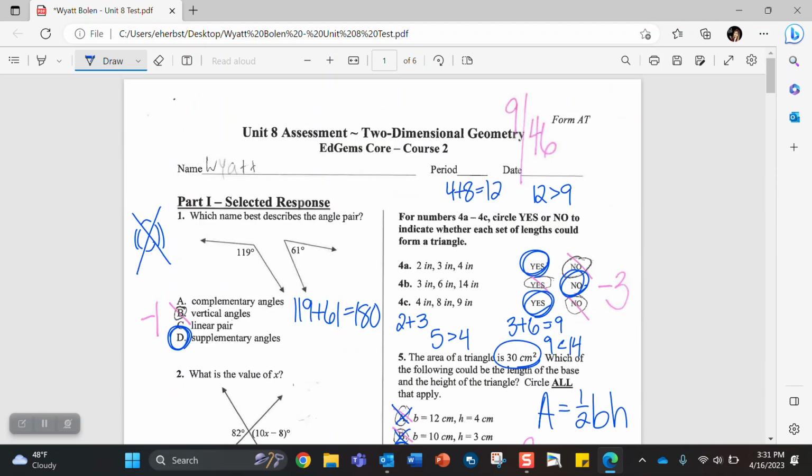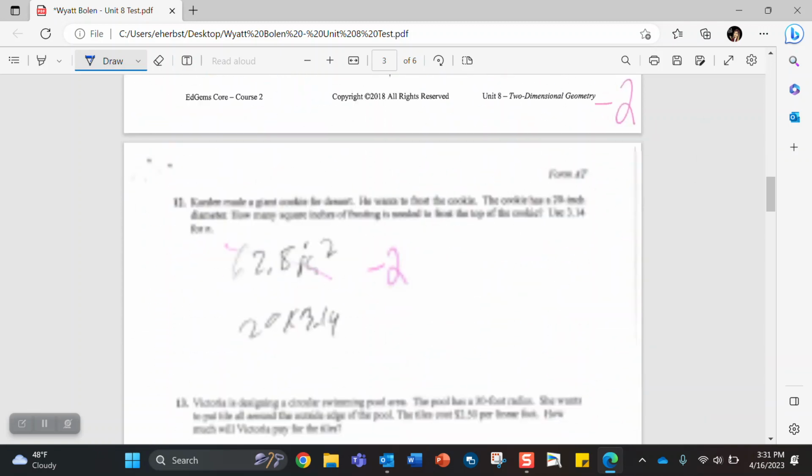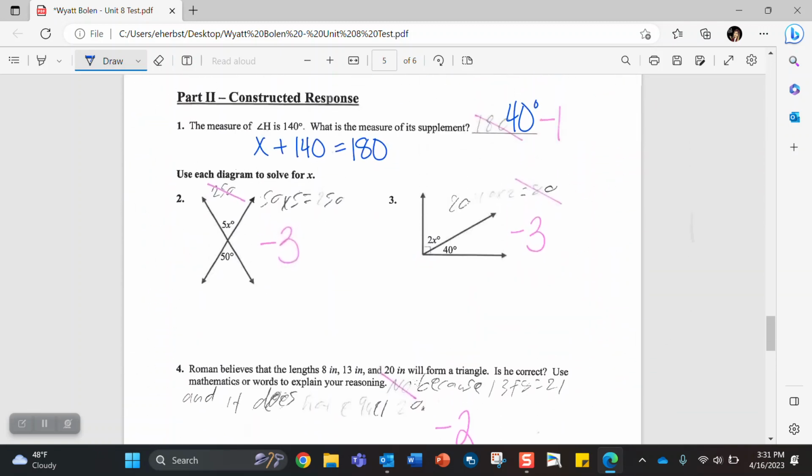Remember, if I go all the way back to that first example I did in the multiple choice, and I showed this picture here, vertical angles are across from each other. And when you have vertical angles, they're equal. So you should have set up 5x equals 50. Dividing both sides by 5, we find that x equals 10. And that's all we had to do here, just solve for x.